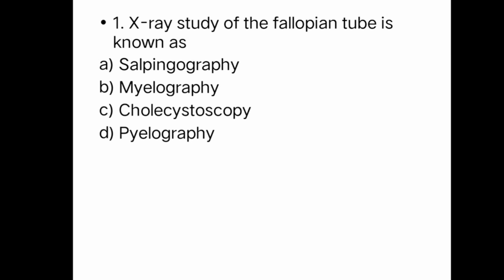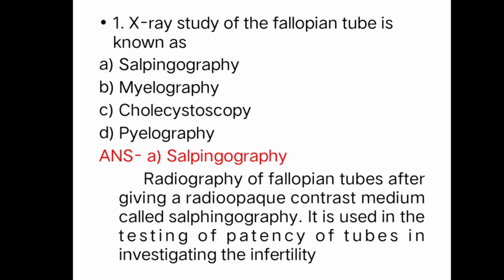So can you guess what the answer is? Yes, the answer is option A, salpingography. We should also know what the other options are. Myelography is the imaging test, a scan to examine the spinal cord and other structures. Cholecystoscopy is to visualize the gallbladder functions and their anatomy. And pylography is used to examine the kidney, ureter and bladder.